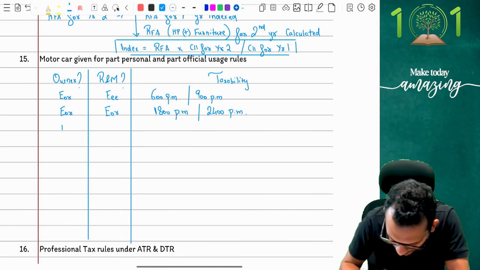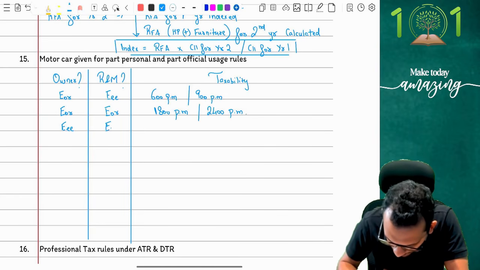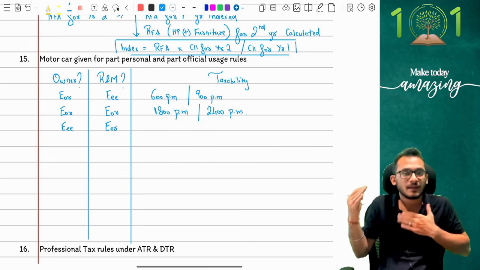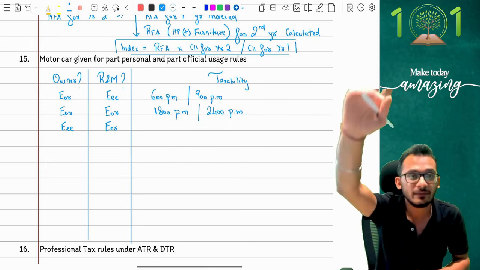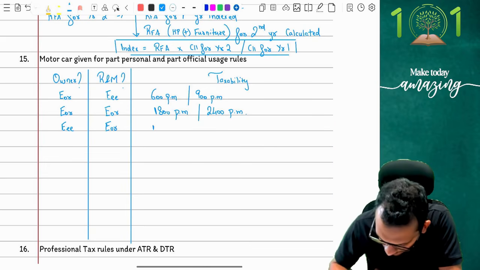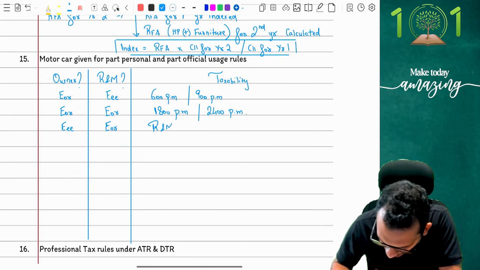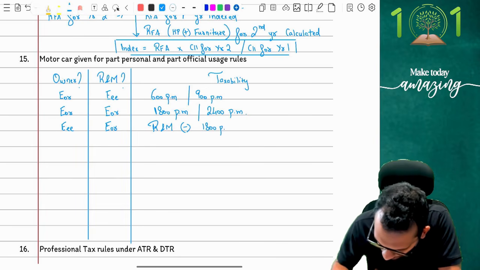Third, I am saying, if the owner is the employee, but running and maintenance is met by the employer, meaning the car is mine, and the company will only give me running and maintenance. In that case, income tax says, take the full running and maintenance, but reduce 1800 per month or 2400 per month.